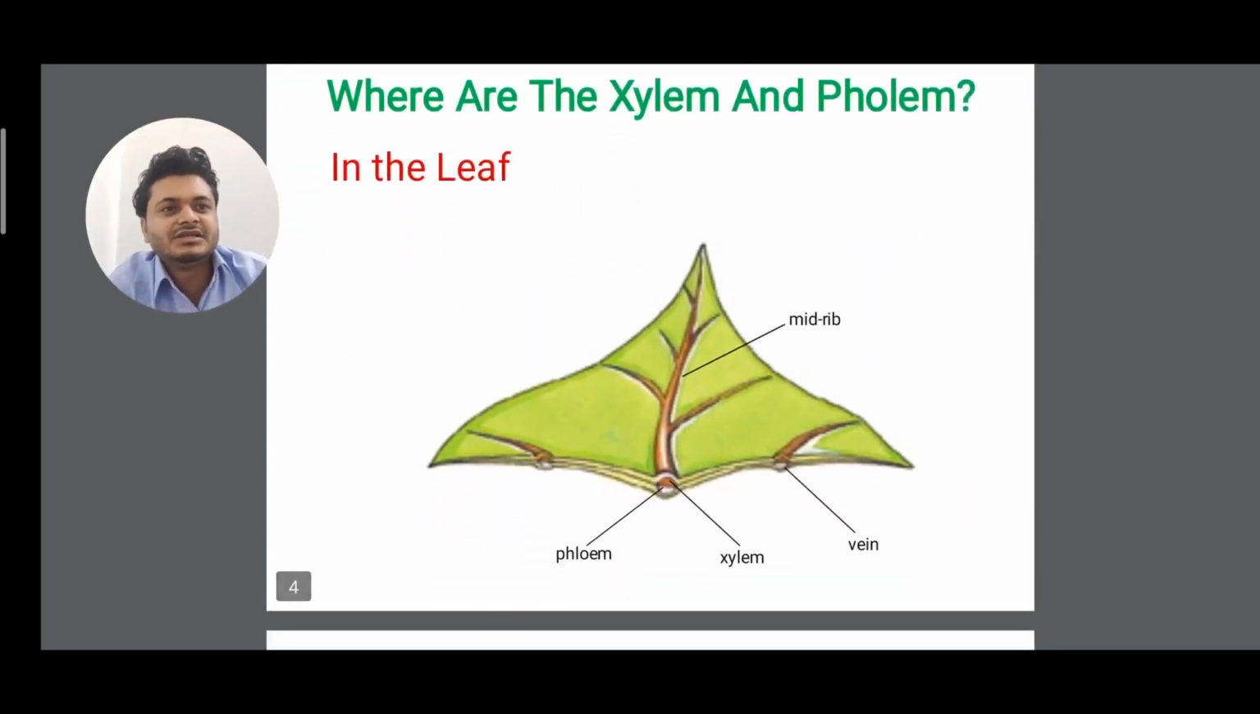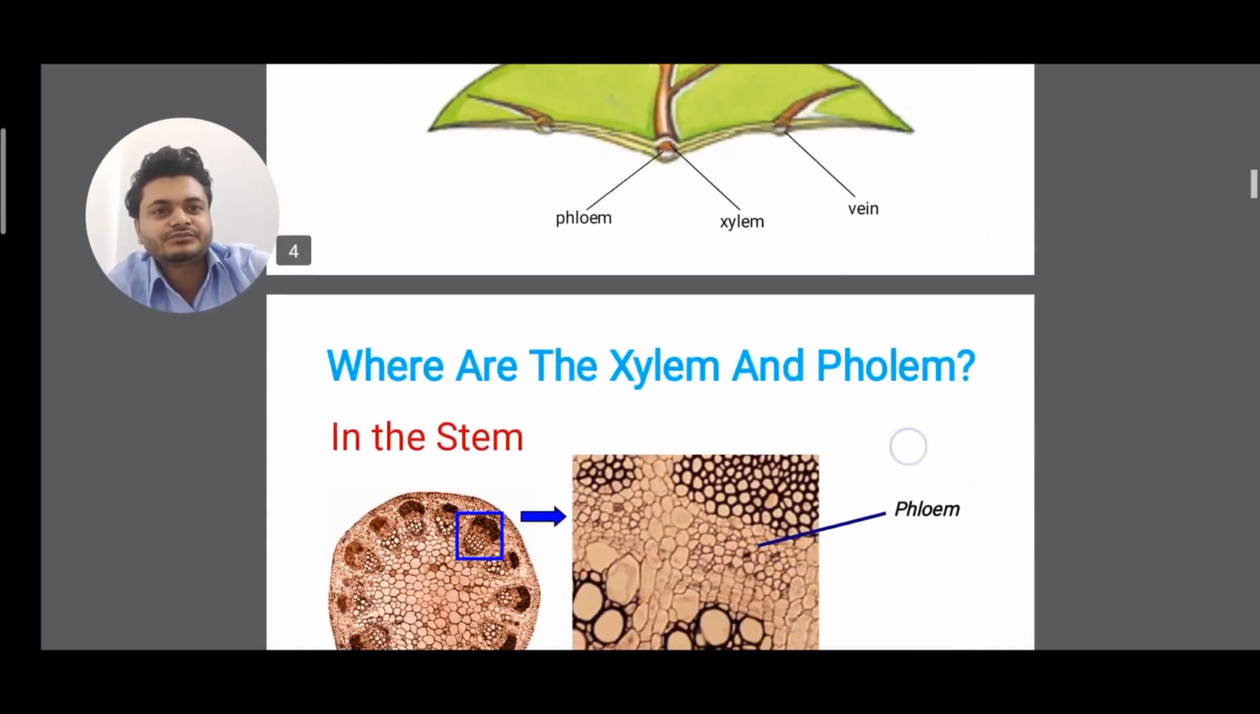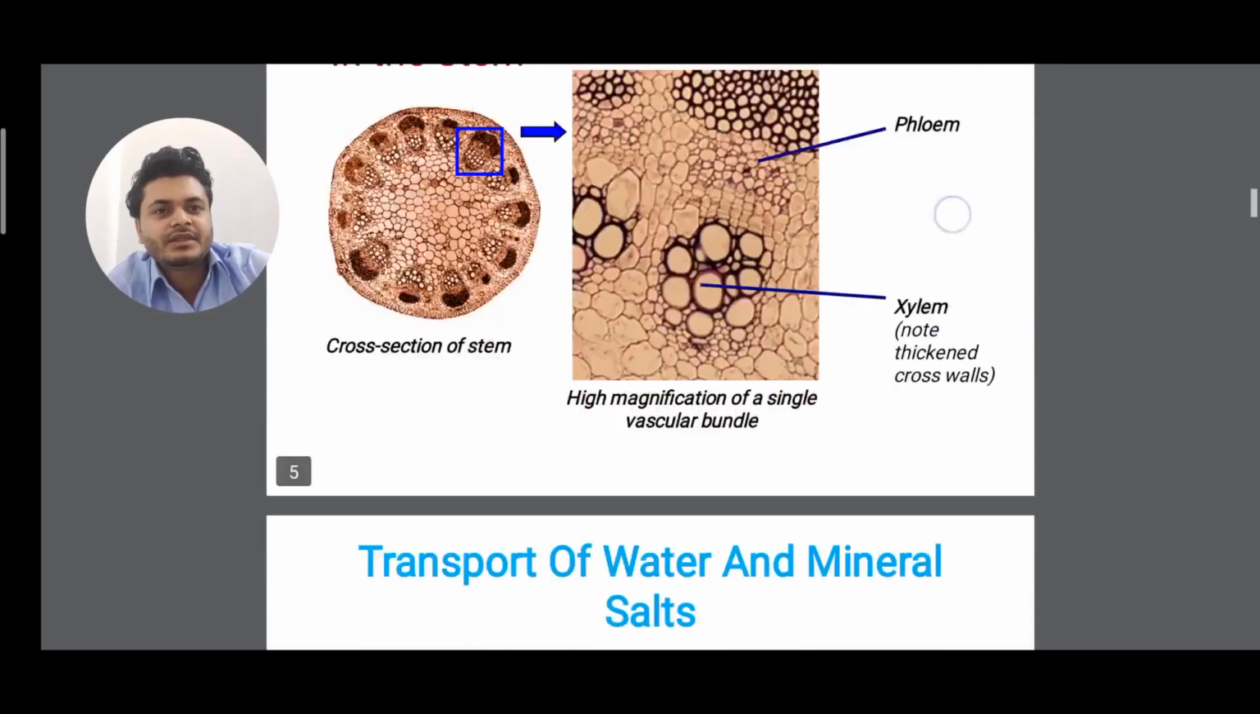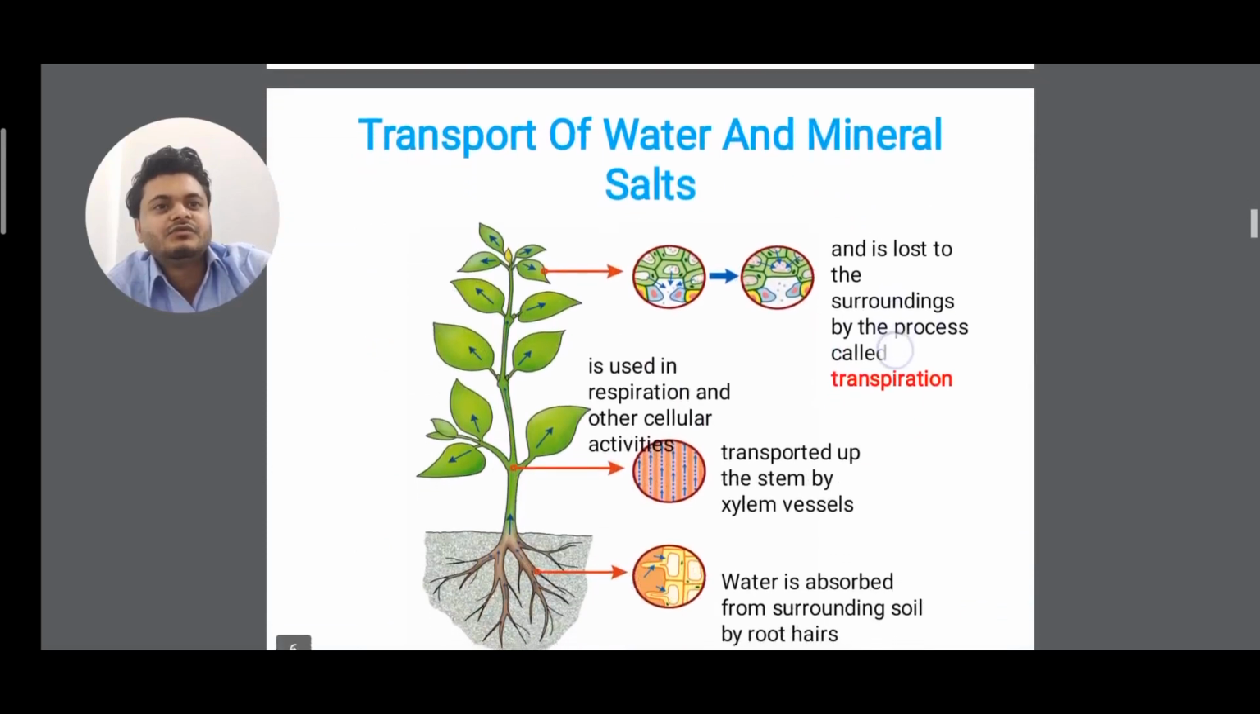Next, where are the xylem and phloem? Clear? In the leaf you see the diagram is given. Position of xylem and phloem in the veins and all is found. See in stem where the location is given. Next, transport of water and mineral salt.